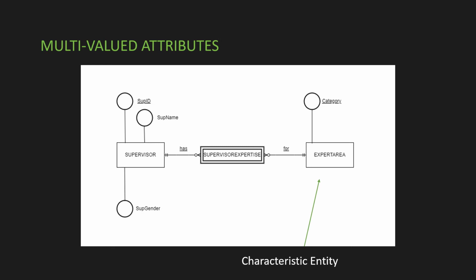It has two borrowed identifiers, which are supervisor ID and category. So those two become the composite primary key of the supervisor expertise entity. That is why this is called a weak entity. So supervisor expertise is the child table here, and the parent tables are supervisor and expert area.